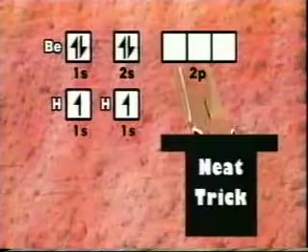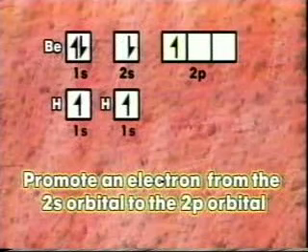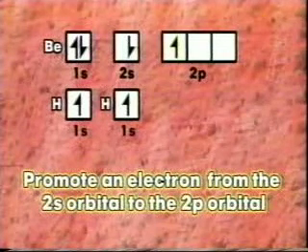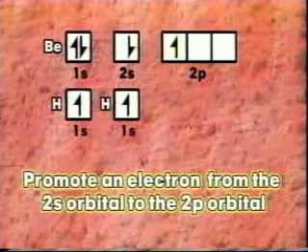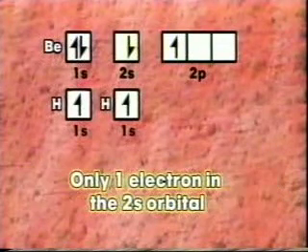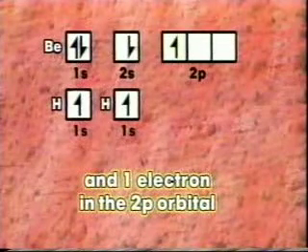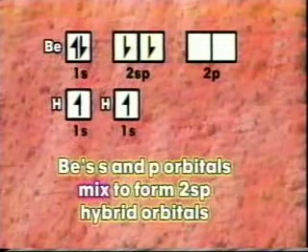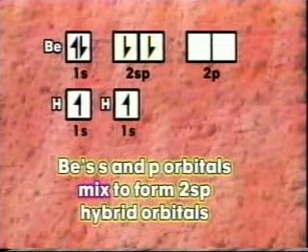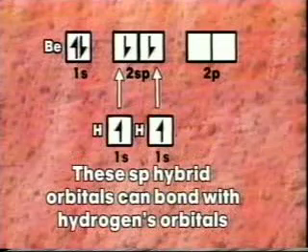There's a real neat trick we can do to arrange beryllium's electrons in such a way that they can bond with hydrogen's electrons. We can promote an electron from the 2s orbital to the 2p orbital, and now beryllium's orbital diagram looks like this. Now there's only one electron in the 2s orbital and one electron in the 2p orbital. Beryllium's s and p orbitals mix to form two sp hybrid orbitals. These sp hybrid orbitals can bond with hydrogen's orbitals.